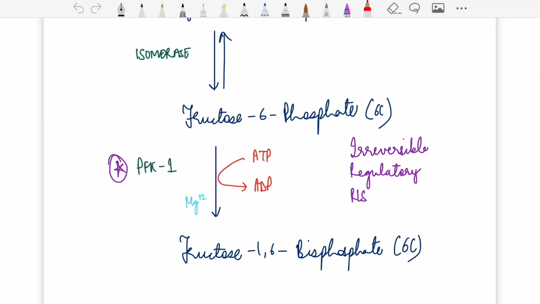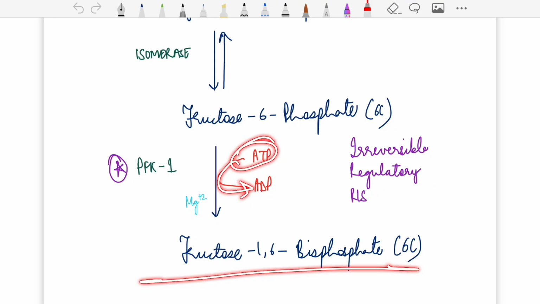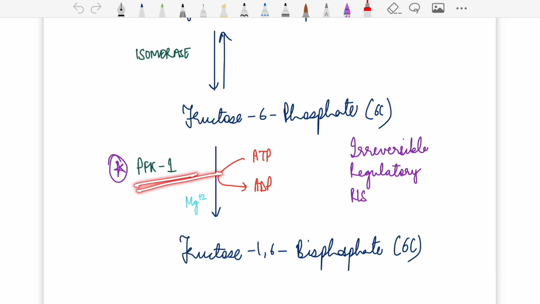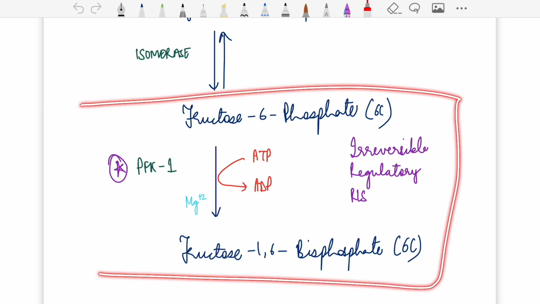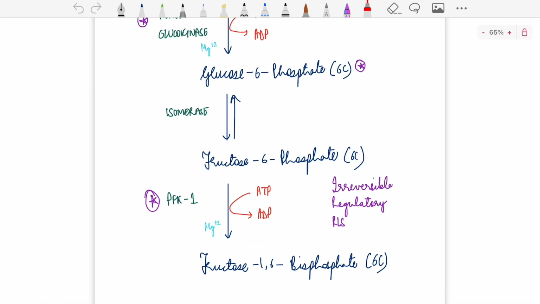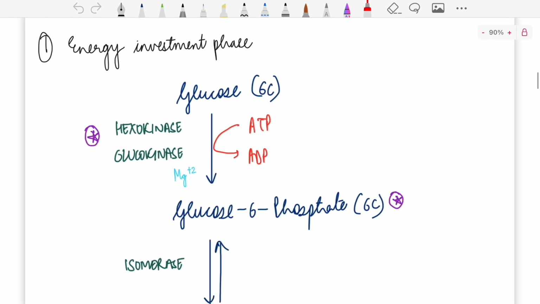So this fructose 6-phosphate is converted to fructose 1,6-bisphosphate, and again an energy, that is ATP, is utilized. The enzyme here is phosphofructokinase 1. So this is a very important step. It is irreversible, it is the regulatory step, and it is the rate limiting step. Now coming to each one in detail. So this step is very crucial.